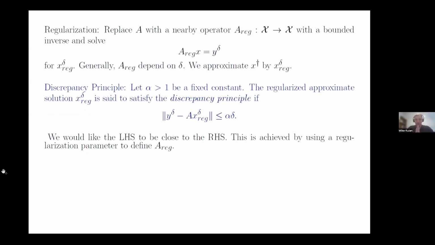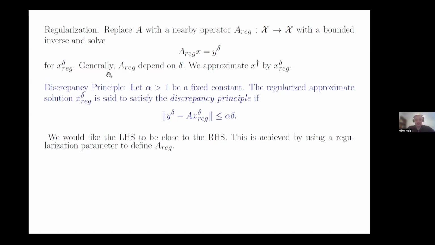What is the idea of regularization? Regularization is an instrument that allows us to solve an ill-posed problem. We replace the original operator A with a nearby operator A regularized, which also acts from Hilbert space X to X and has a bounded inverse. So instead of the original equation 1, we solve this one surrogate equation: A regularized times x equals y delta.